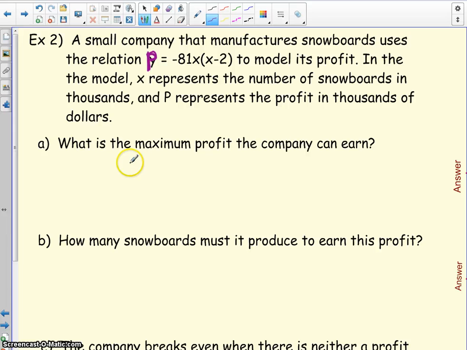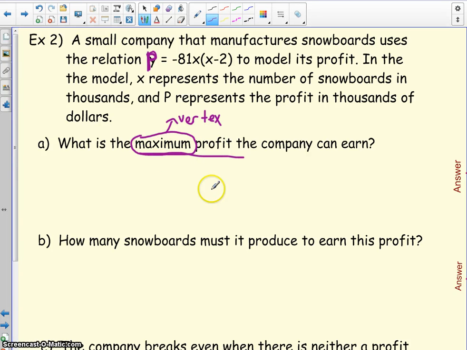So part A asks for the maximum profit the company can earn. Now, in terms of which part of the parabola you're looking for, whenever you see the word maximum or minimum or highest or lowest or most or least or anything along those lines, that suggests an extreme value, so the word vertex should be jumping out at you. So when you see the word maximum in this case, you should know you're trying to find something to do with the vertex. Now, the vertex can have two parts, an x value and, in this case, a p value, or dependent variable.